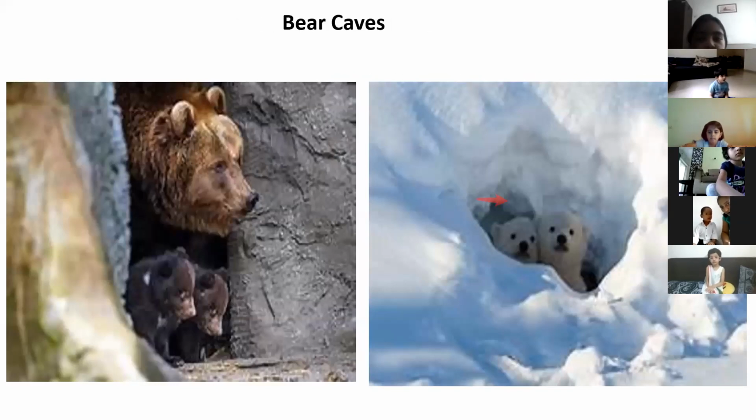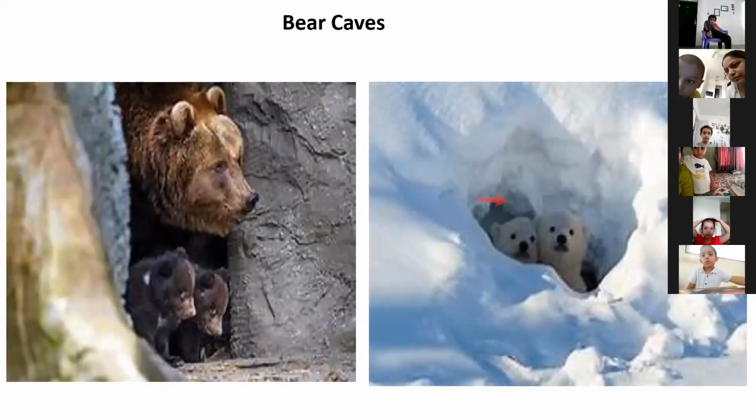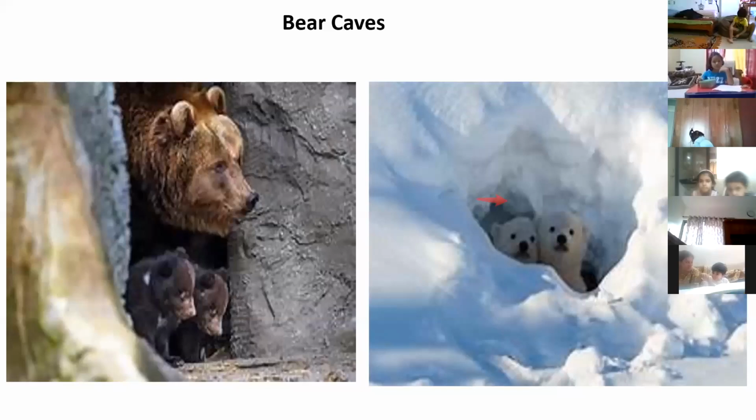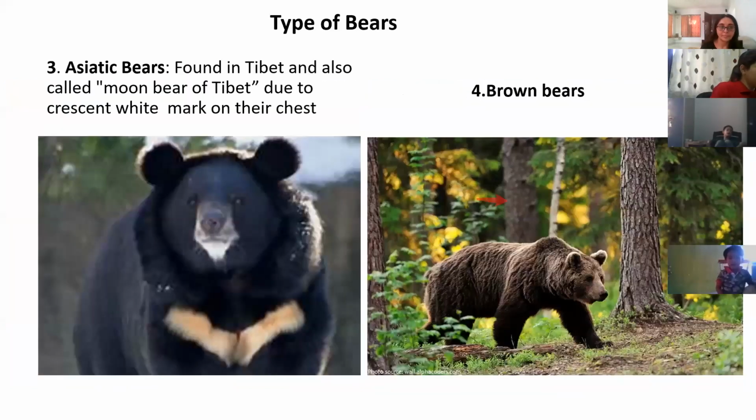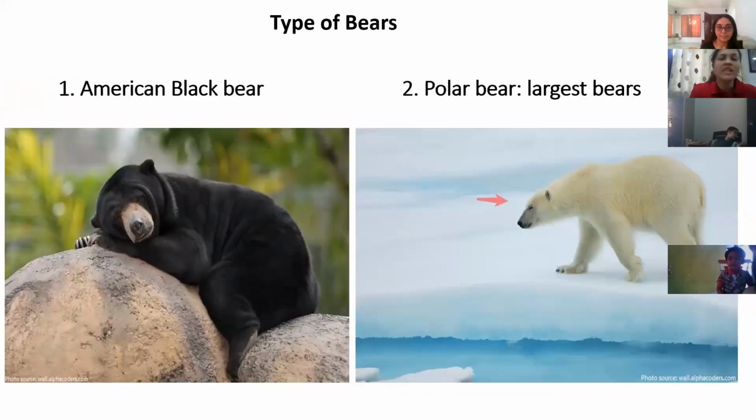Now, can you tell me how many different types of bears you know? Let's see. Okay. These are the different types of bears. The first one, can you see this black one? It's called the American black bear. What is it called? American black bear. And as you see, they have such shiny black fur. And they are found in America.